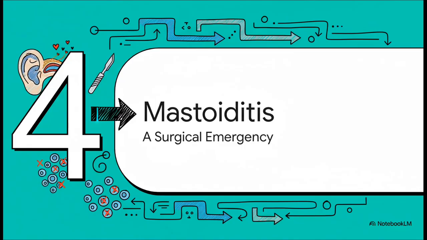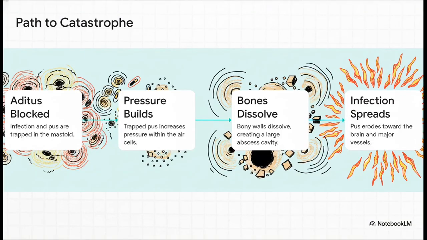Okay, so we've got this incredibly complex system of air cells, and we have a critical nerve taking a perilous path right through it. So what happens when this hidden world goes terribly wrong? Well, that brings us to mastoiditis. Acute mastoiditis is an infection of these very air cells, and it's almost always a complication that stems from a middle ear infection. But let's be crystal clear, this is not just a bad ear infection. This is a true surgical emergency.